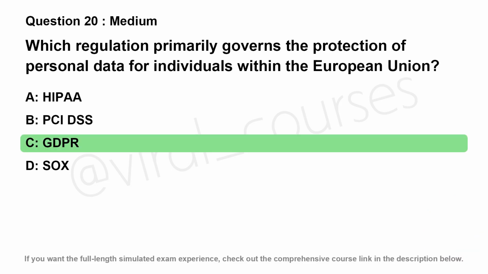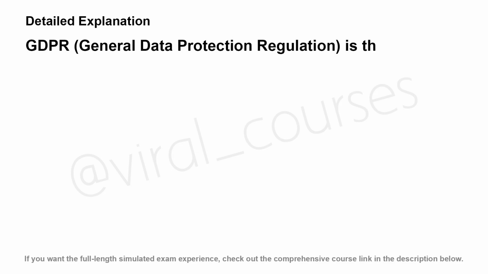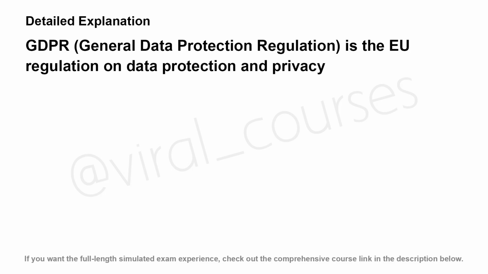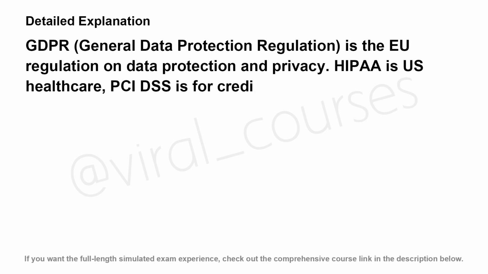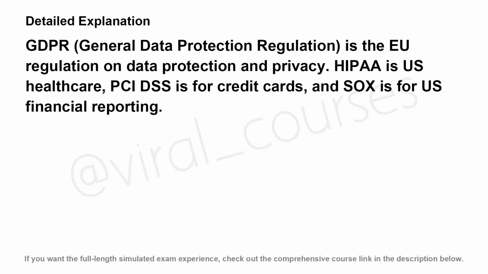The correct answer is C. GDPR. General Data Protection Regulation is the EU regulation on data protection and privacy. HIPAA is US healthcare. PCI DSS is for credit cards. And SOX is for US financial reporting.